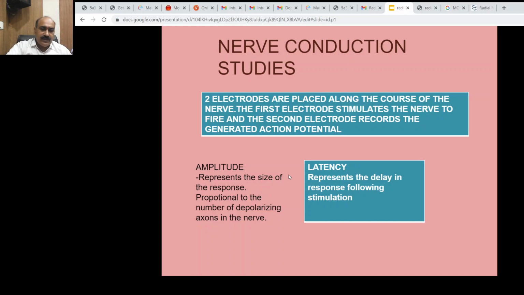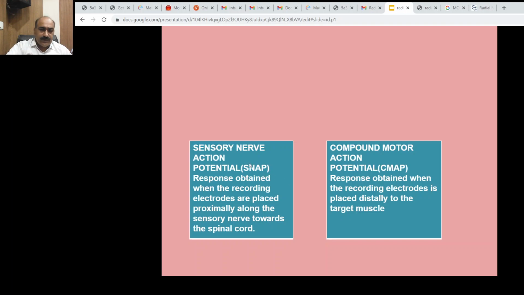Amplitude represents the size of the response, proportional to the number of depolarizing axons in the nerve. Latency is the delay in the response following stimulation. SNAP, or sensory nerve action potential, is the response recorded when the recording electrode is placed proximally along the sensory nerve towards the spinal cord. Compound motor action potential, or CMAP, is the response obtained when the recording electrode is placed distally over the target muscle.